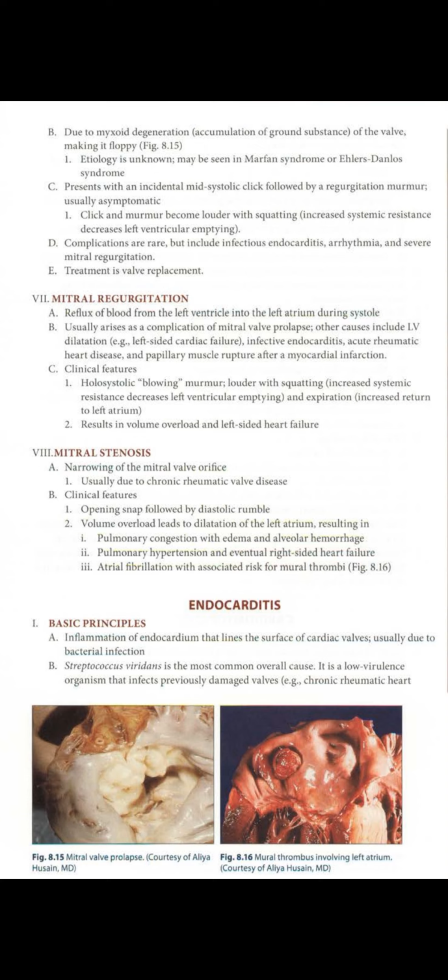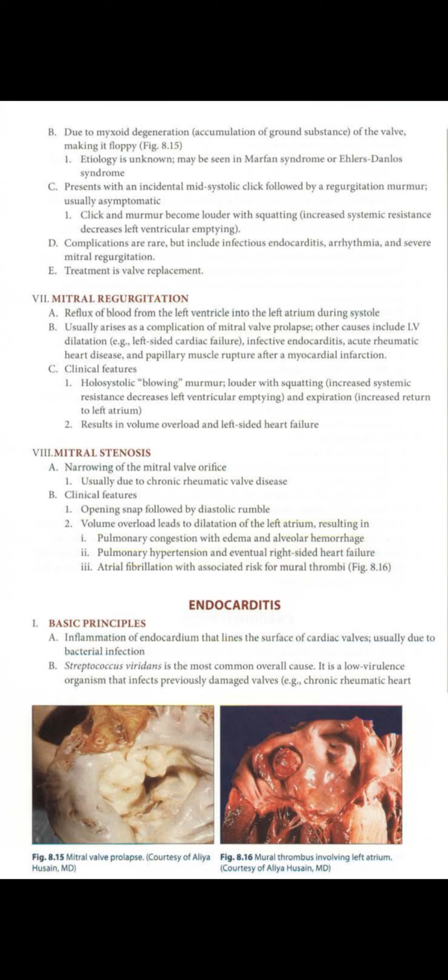Clinical feature: holosystolic blowing murmur, louder with squatting, increased systemic resistance, decreased left ventricular emptying, and expiration, increased return to left atrium. Results in volume overload and left-sided heart failure.